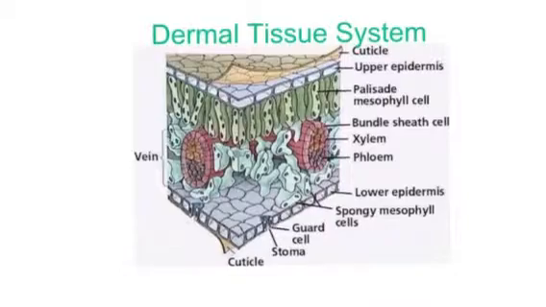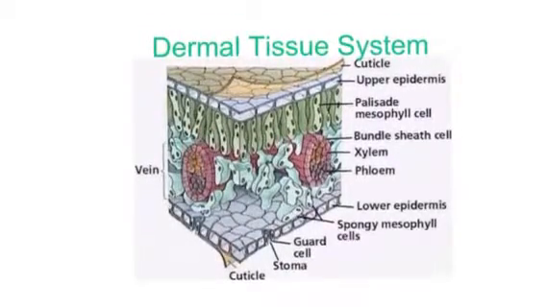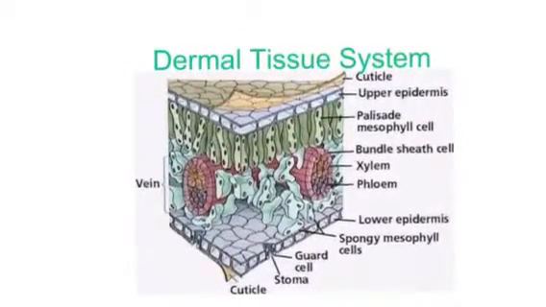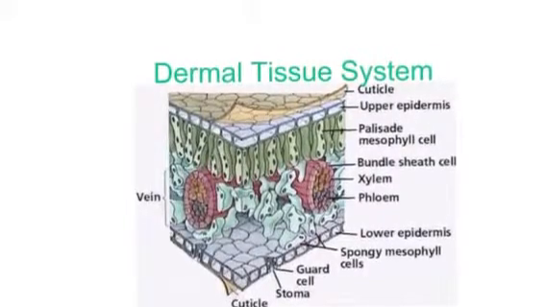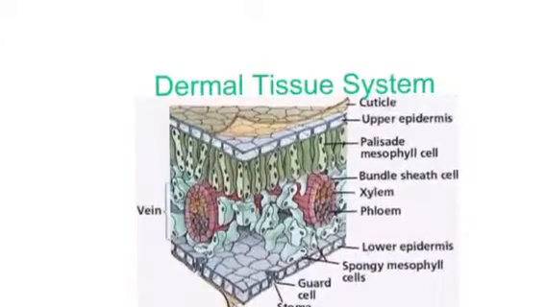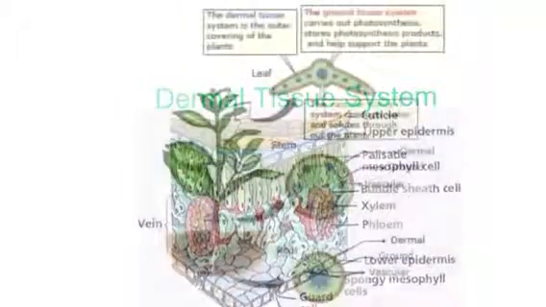Dermal tissue system. Dermal tissue covers the outside of a plant and protects it. Epidermis is made up of live parenchyma cells in the non-woody parts of plants. On leaves and stems, epidermis cells may secrete a wax-coated substance that becomes the cuticle. The outer bark of woody plants is made up of dead parenchyma.